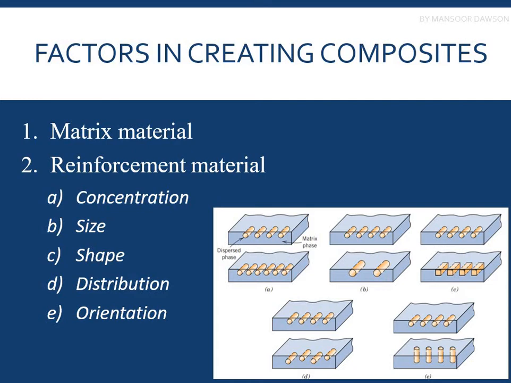Then the distribution of the reinforcement: in this, you can see the distribution is in a straight line, and this is a random distribution. And then the orientation of the reinforcement can be in any orientation. In this part you can see this diagram is in the lateral position, and this is in the longitudinal position. So it depends on what kind of properties you want in your final product, which will be in service.